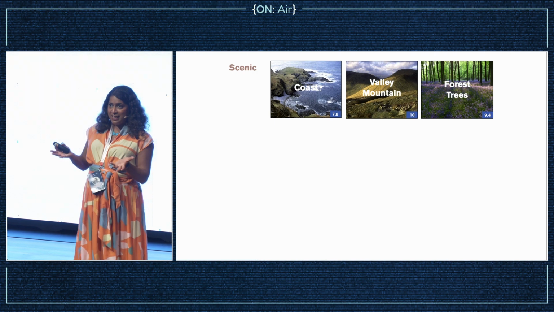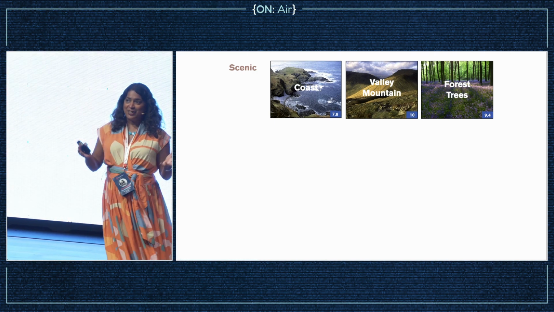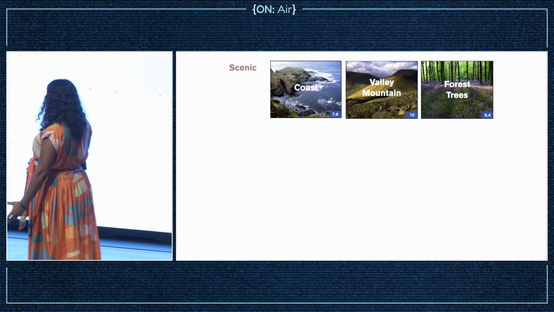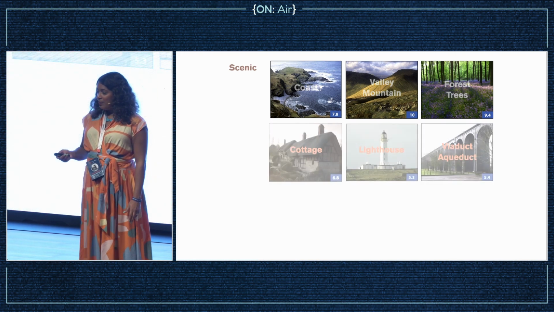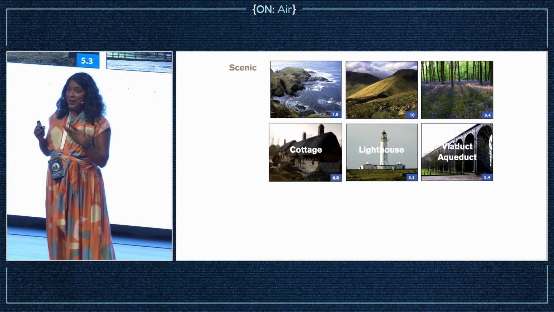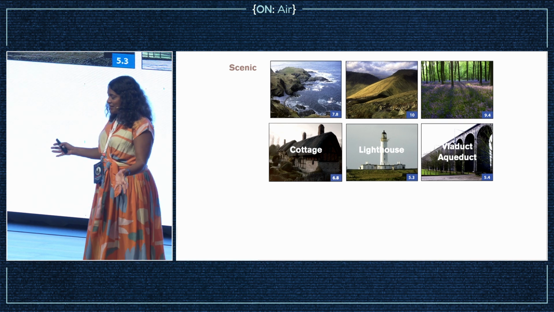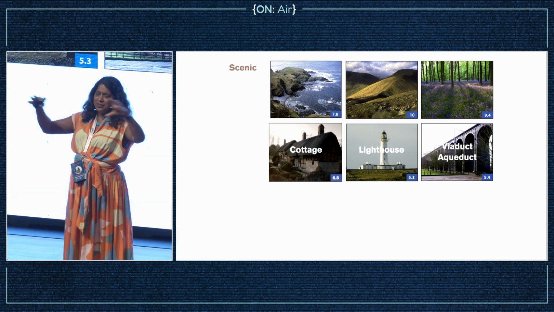It's intuitive with the natural scenery. Of course, we find natural settings like coastal scenes, valleys and mountains, and forests and trees to be beautiful. But surprisingly, we also see really interesting things. So this is England. We have a bunch of characteristically beautiful buildings, like cottages and lighthouses. And you also see viaducts and bridge-like structures. We often find bridges really beautiful.